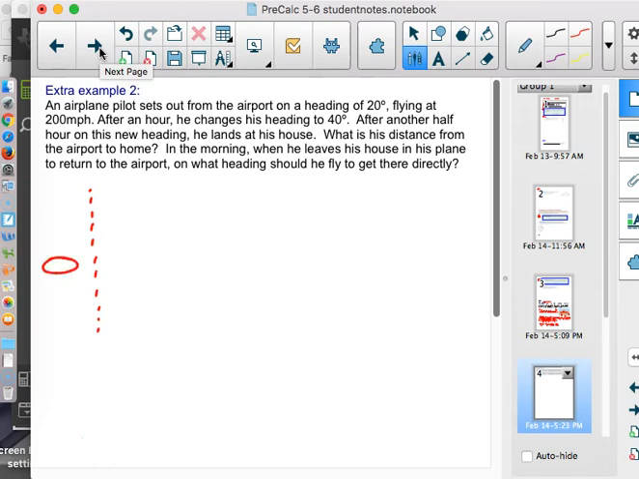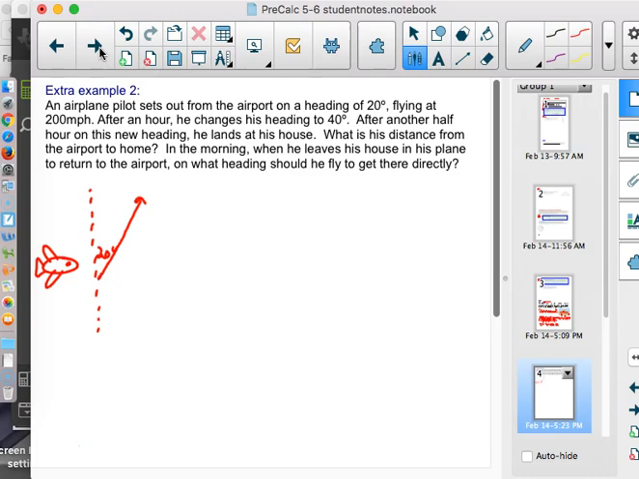So this pilot, there's my little airplane there. My airplanes often look like flying fish. So I've got my little airplane, and 20 degrees is like bearing from due north, remember. So the pilot's taking off and flying at 200 miles per hour.